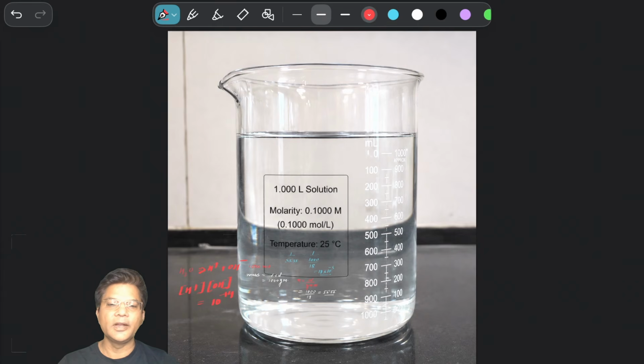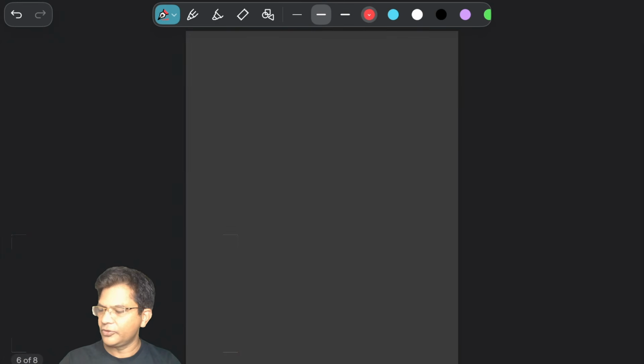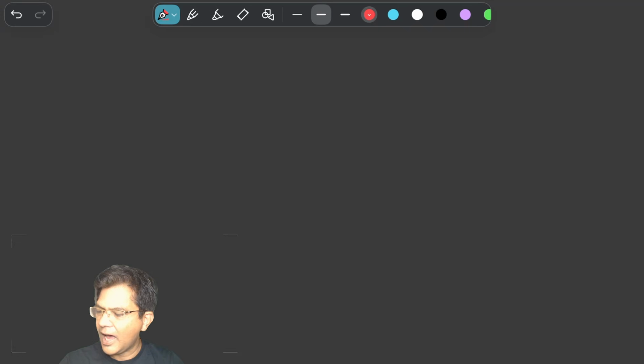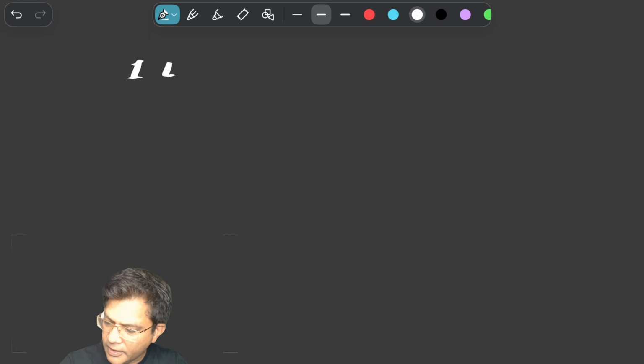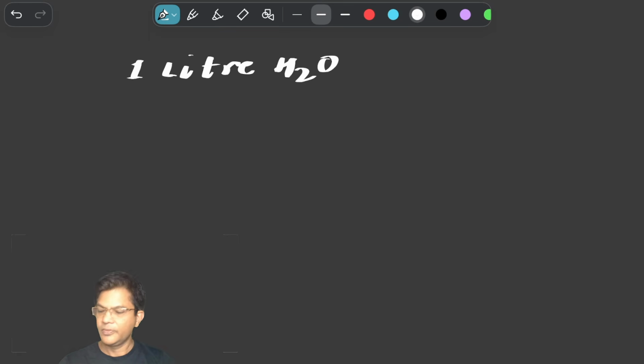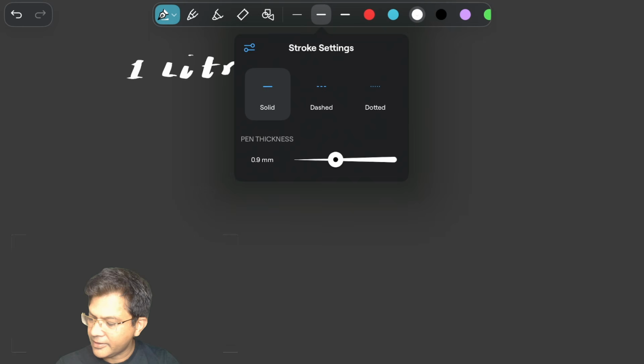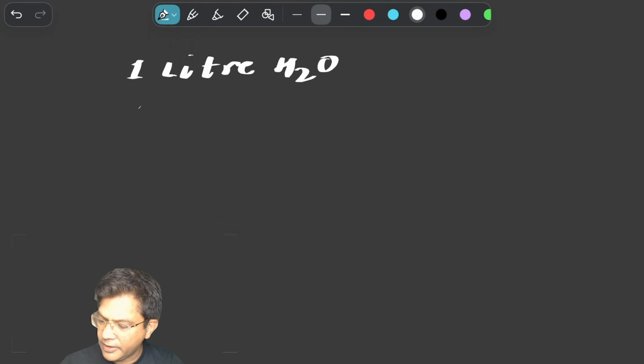This is your 1 liter of water. First of all, we should understand water, because everything is going to take place inside water only. So suppose I'm having 1 liter of water. What information are you getting from 1 liter of liquid H2O, my dear students? That is indicating that I am having 1000 ml of water. Am I right? 1000 ml of H2O.